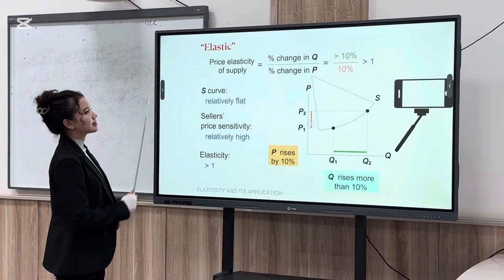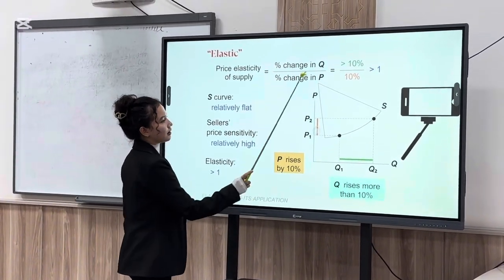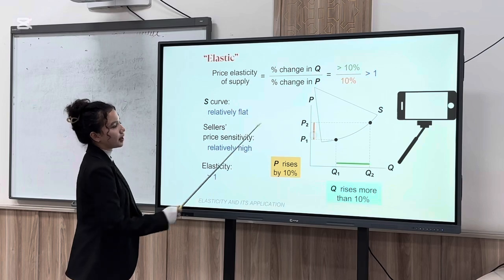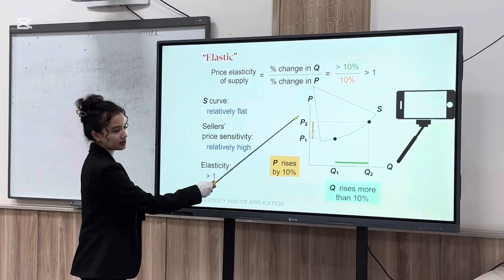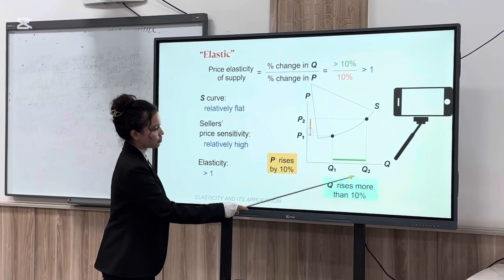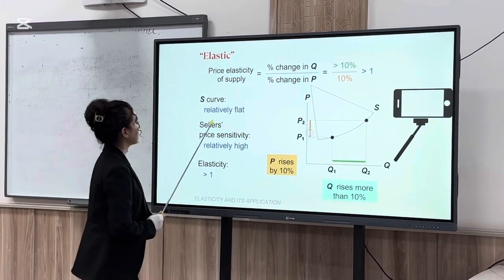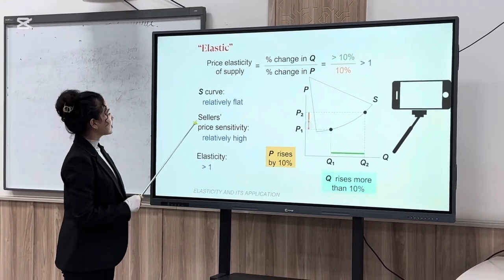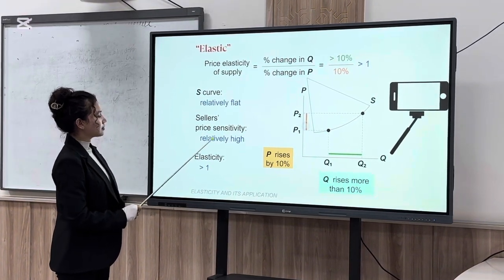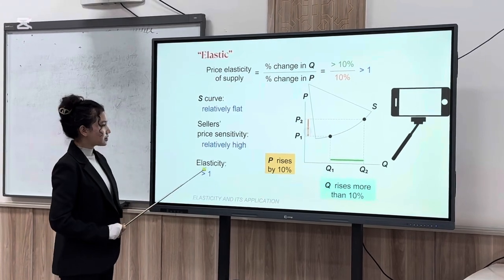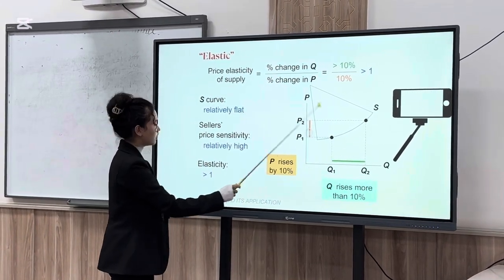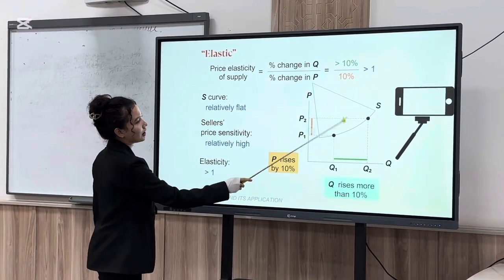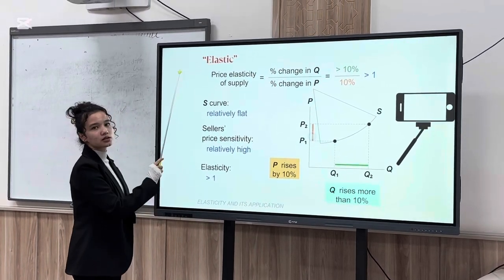The next one is elastic supply. We can take the accessories of smartphones as an example. The price of accessories rises by 10%, and quantity supplied rises more than 10%. As a result, the supply curve is relatively flat, you can see here, and the seller's price sensitivity is relatively high. As a result, elasticity of accessories of smartphones is higher than 1. It means that smartphone accessories have an elastic supply.